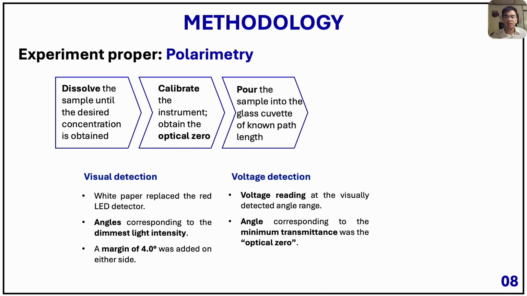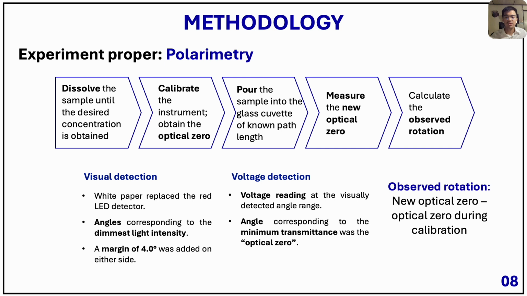After calibration, the sample was poured into the glass cuvette with a known path length. To locate the new optical zero, the same method used for calibration was repeated. Then, we get the observation by subtracting the calibrated optical zero from the new one. Note that we added the visual detection method, which was introduced to serve as the baseline for voltage detection.